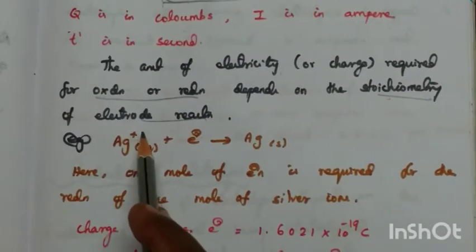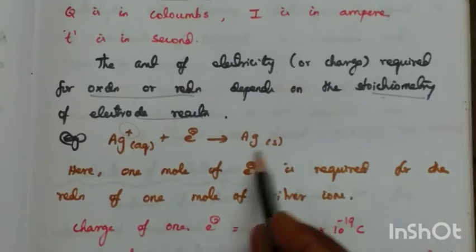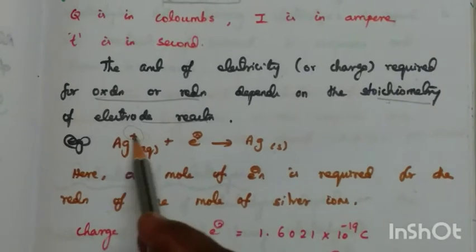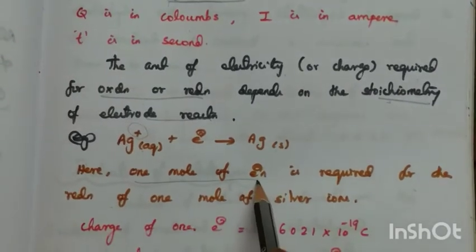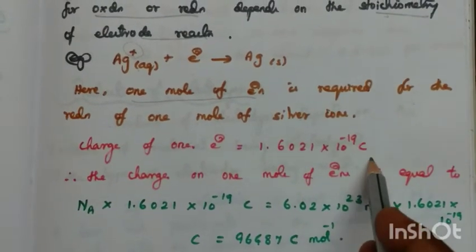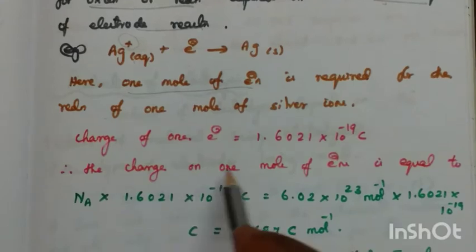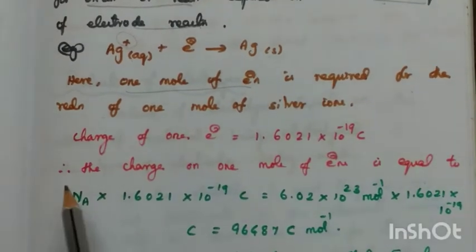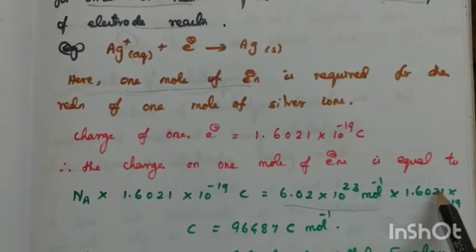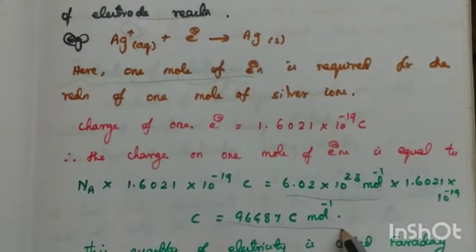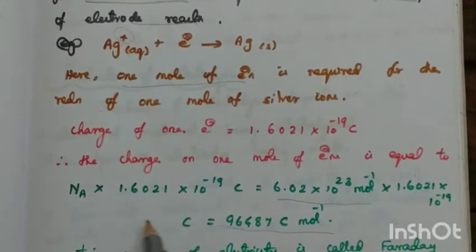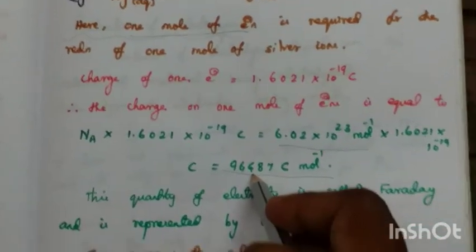Ag+ has a 1+ charge, so it needs 1 electron to give Ag. That means 1 mole of electrons is required for the reduction of 1 mole of silver ions. The number of moles of electrons depends on the charge. The charge on an electron is 1.6021 into 10 power minus 19 coulomb. Therefore, the charge on 1 mole of electrons is the Avogadro number, 6.022 into 10 to the power 23, multiplied by this value. The charge of 1 electron is this, and the charge of 1 mole of electrons is this into the Avogadro number.